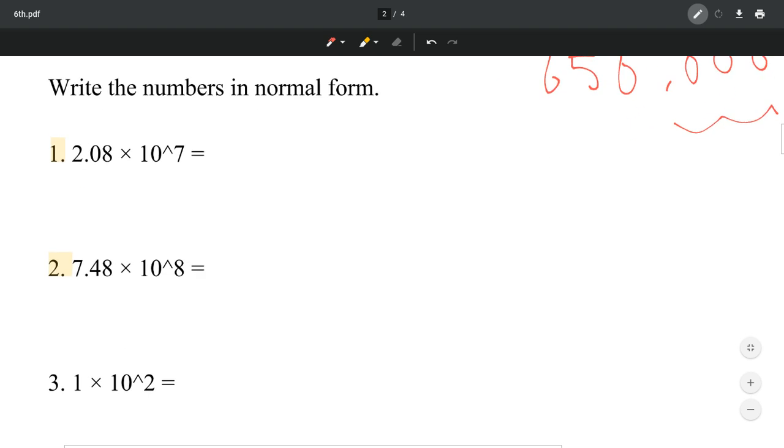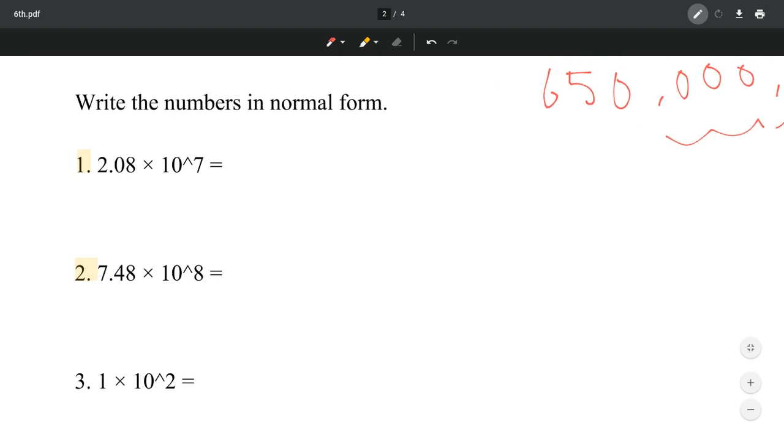So let's look at number 1. We have 2.08 times 10 to the 7th power. We have our decimal point here, and again, we're going to move this to the right. How many times? 7 times. The power indicates how many times you will be moving. So we move 7 times to the right: 1, 2, 3, 4, 5, 6, and 7. And then we moved our decimal point.